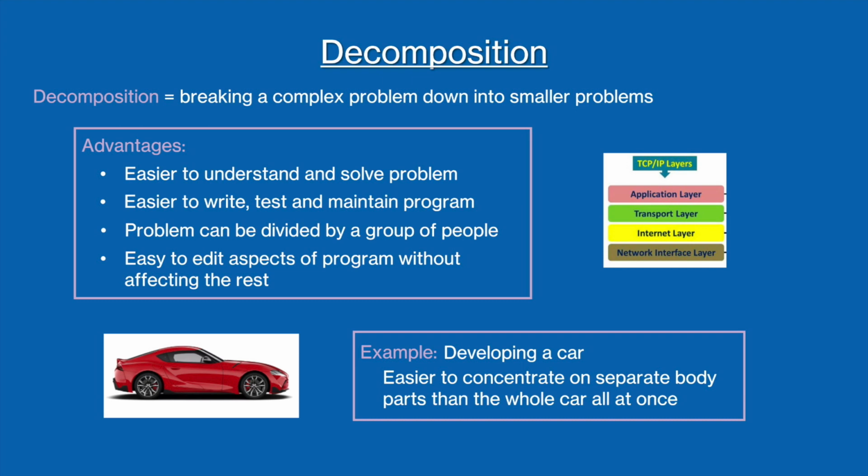Another example of decomposition is, again, the TCP/IP model. The model has been divided into 4 layers that work independently of each other, so that if one layer needs to be changed, it can be done without affecting the other layers.